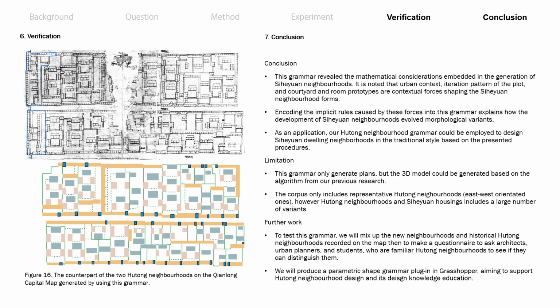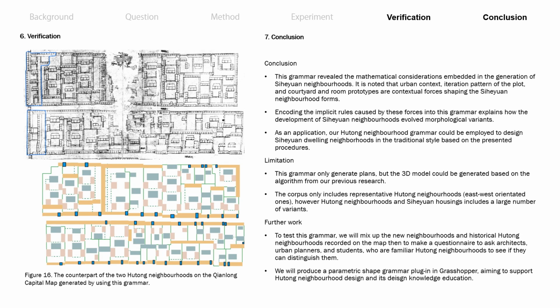There are several points that could be drawn in the conclusion. First, this grammar revealed the mathematical consideration embedded in the generation of Siheyuan neighborhoods. It's noted that urban context, iteration pattern of plots, and the courtyard and room prototypes are contextual forces shaping the Siheyuan neighborhood forms. Second, encoding the implicit rules caused by these forces into this grammar explains how the development of Siheyuan neighborhoods involved morphological variants. Third, as an application, our Hutong neighborhood grammar could be employed to design Siheyuan neighborhoods in the traditional style based on the presented procedures.